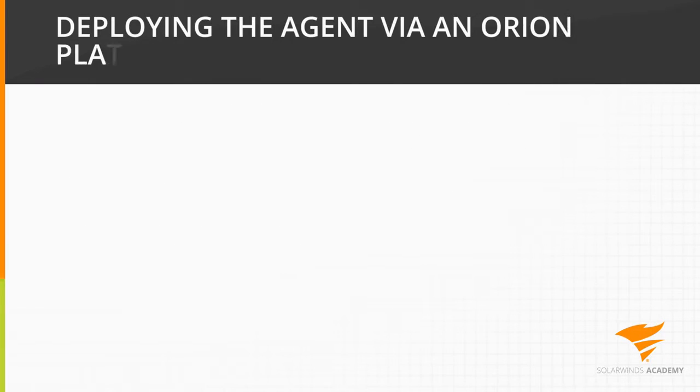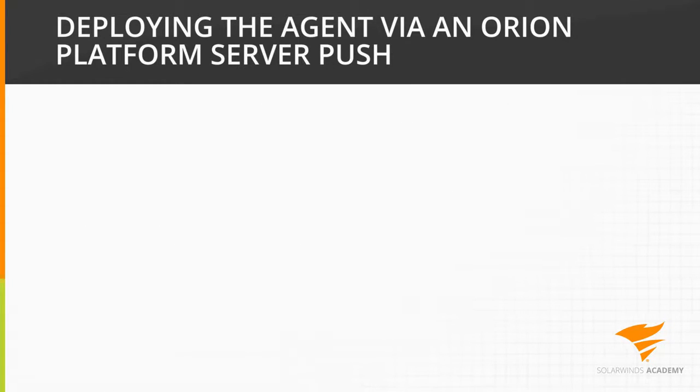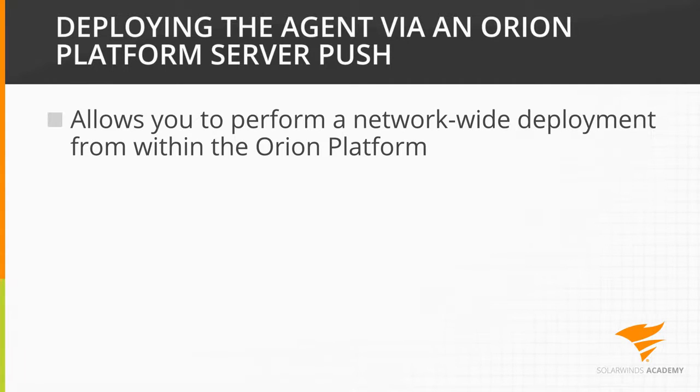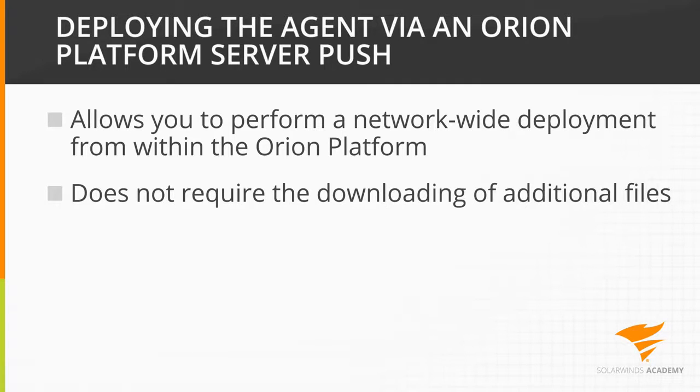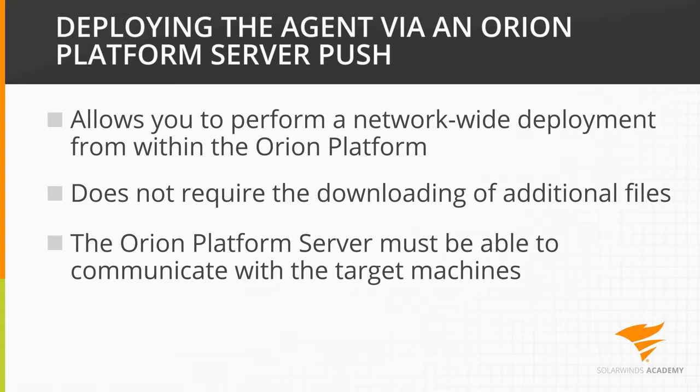First, I'll show you how to deploy the agent via an Orion Platform server push. This method allows you to perform a network-wide deployment from within the Orion platform and does not require the downloading of additional files. In order for this deployment to succeed, the server on which the Orion platform is installed must be able to communicate with the target machines.